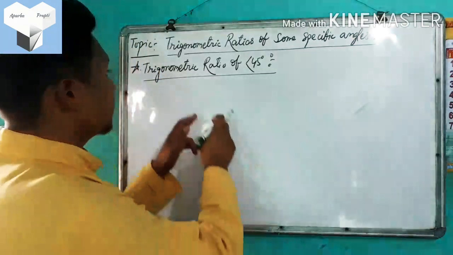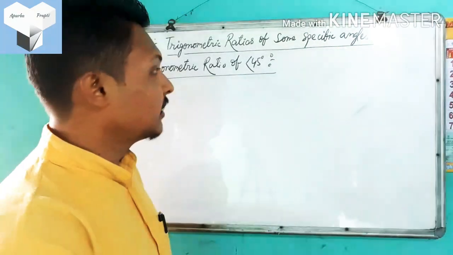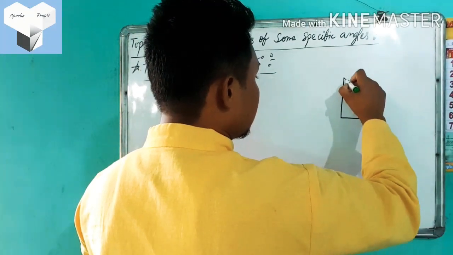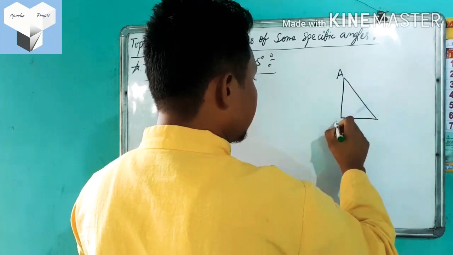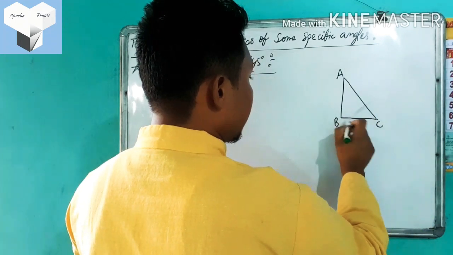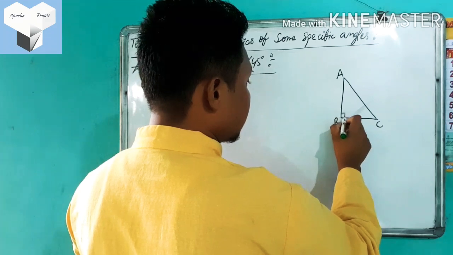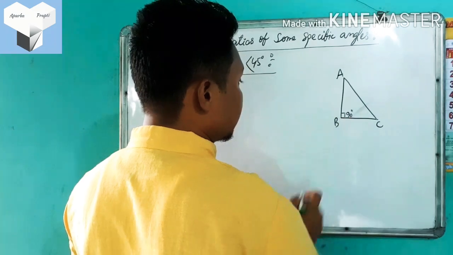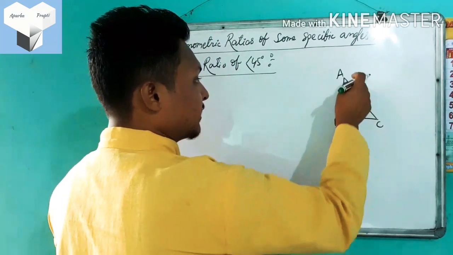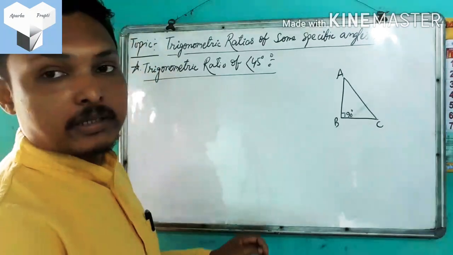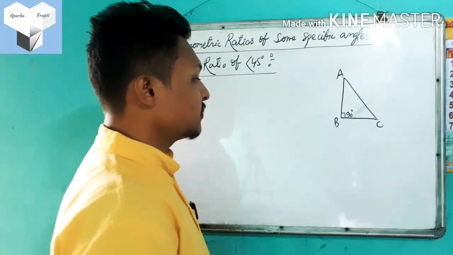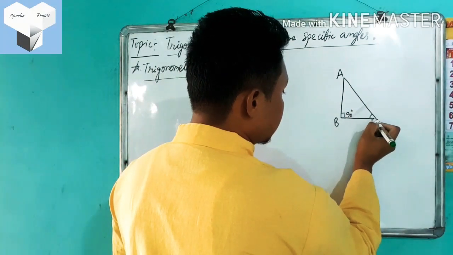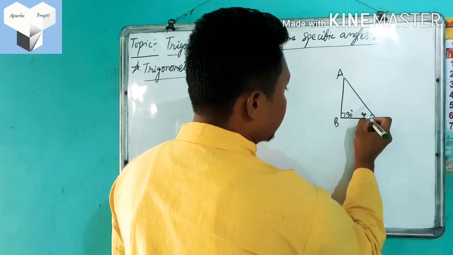Yes, now let us find the trigonometric ratio of angle 45 degree. For this, guys, first of all we need to construct a right angle triangle that looks like this. Let ABC be the right angle triangle, which is right angled at B. That means it measures how much? 90 degree. Then we have two remaining angles A and C. Since we need to find the trigonometric ratio of 45 degree, here we need to take any one angle as 45 degree. Let us consider this angle C measures 45 degree.